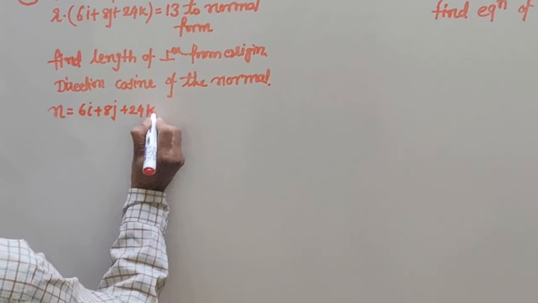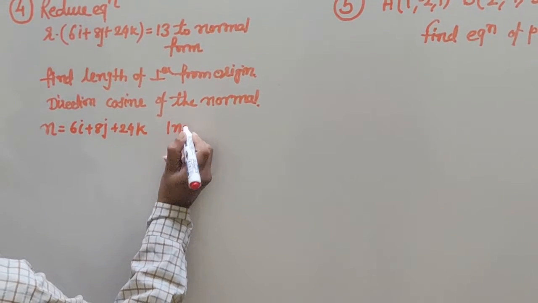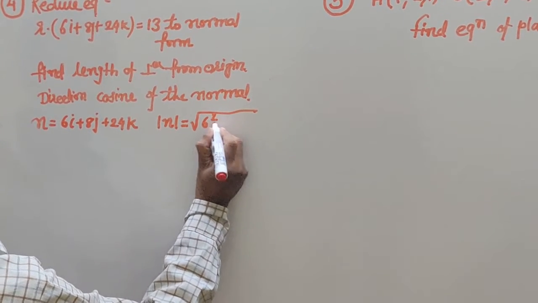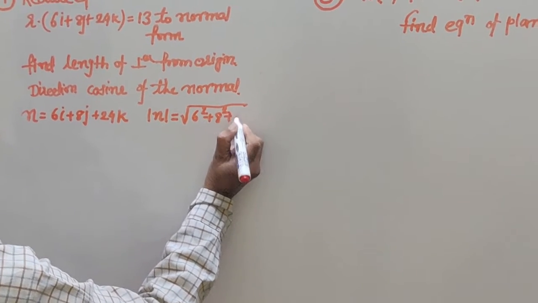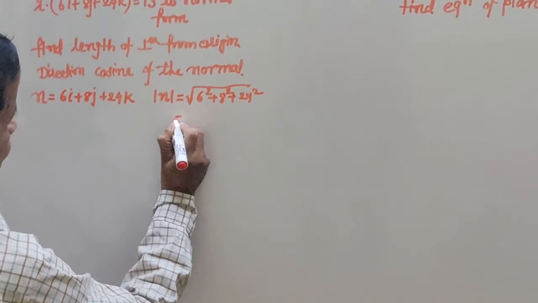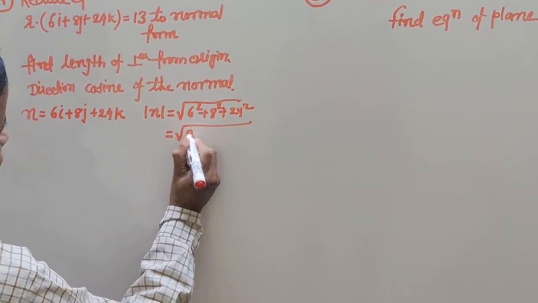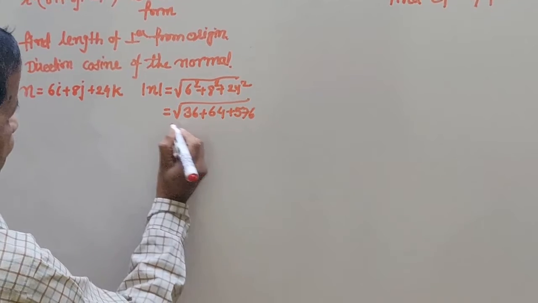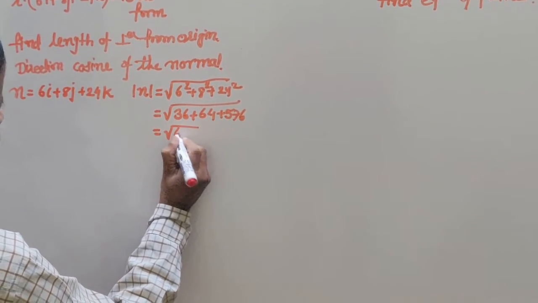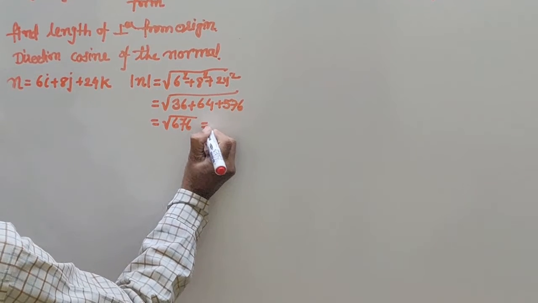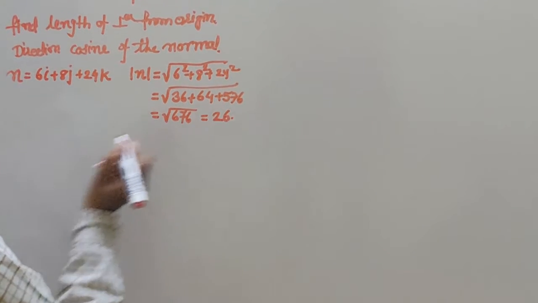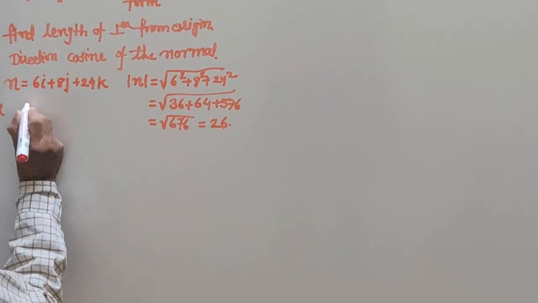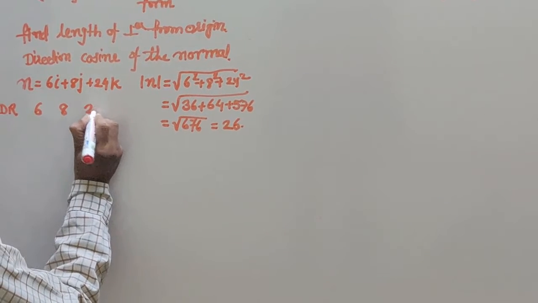Okay. Now what is the value of small n? It is equal to the square root of 6 square plus 8 square plus 24 square. Okay. Now I can calculate this. What will come here? 36 plus 64 plus 576. Now when I add this, I will get 676. And what is the square root of 676? It is 26. Okay. Now my direction ratios of this equation are 6, 8 and 24.